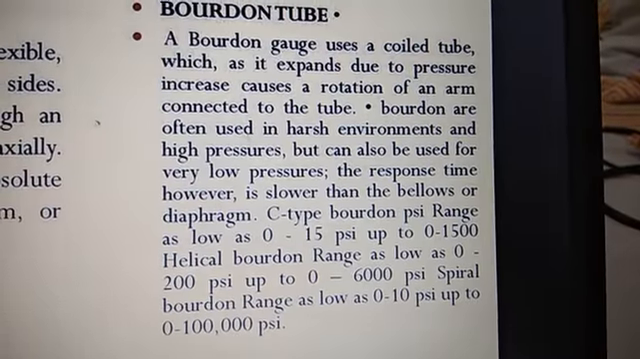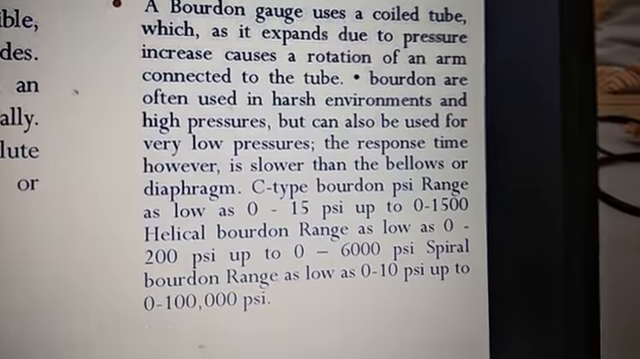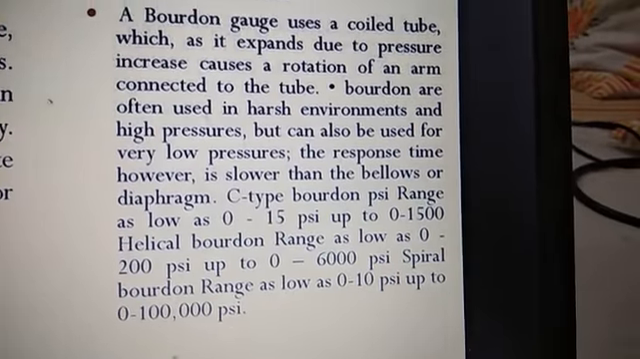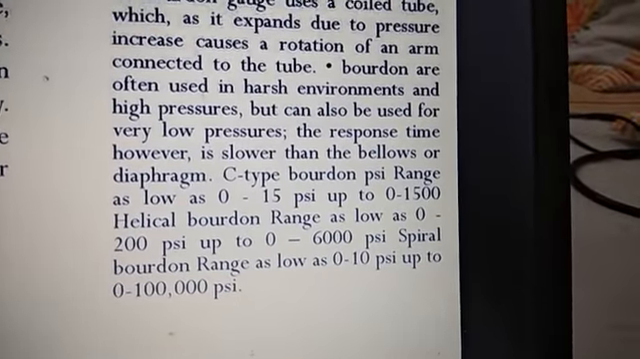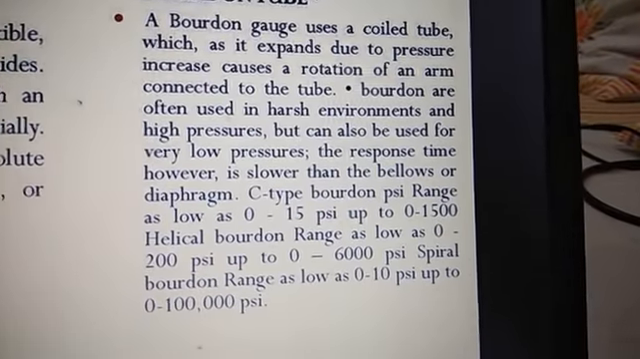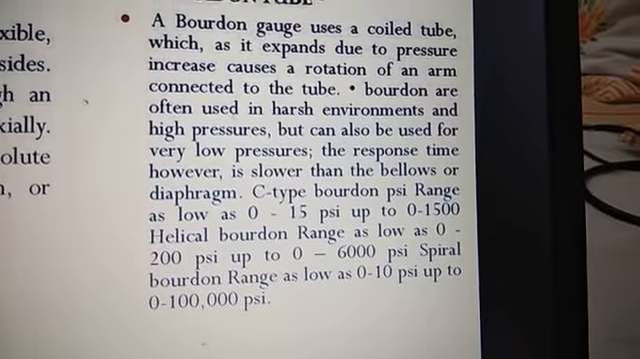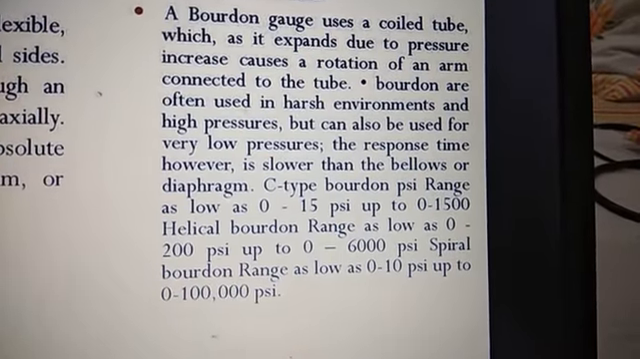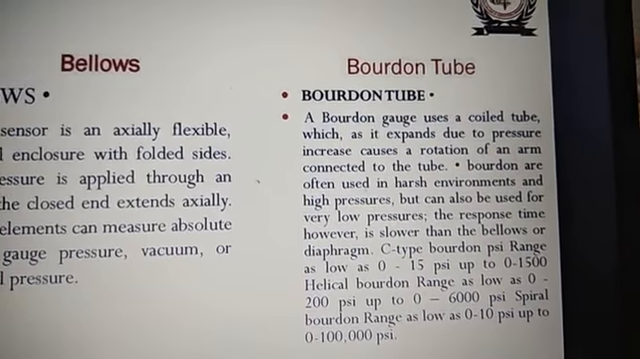C-type Bourdon tube PSI range is as low as 0 to 15 PSI, this is the unit of pressure, up to 0 to 1500. Helical Bourdon range is as low as 0 to 200 PSI, up to 0 to 6000 PSI. And spiral Bourdon tube range is as low as 0 to 10 PSI, up to 0 to 100,000 PSI. This is about Bourdon tubes and bellows.